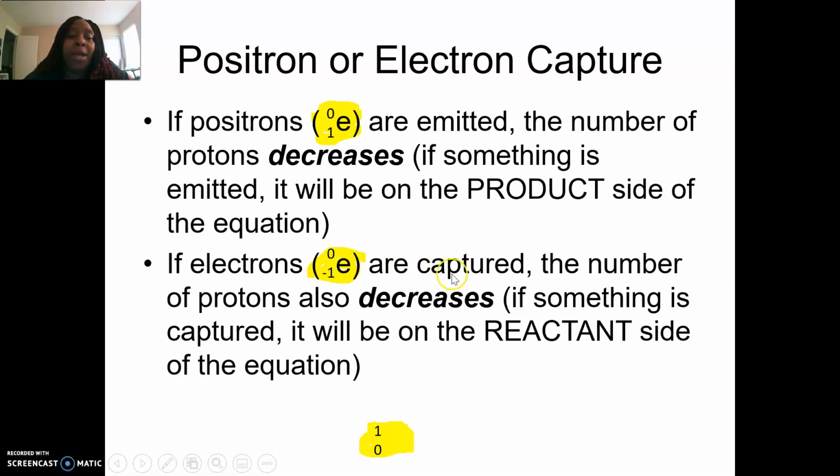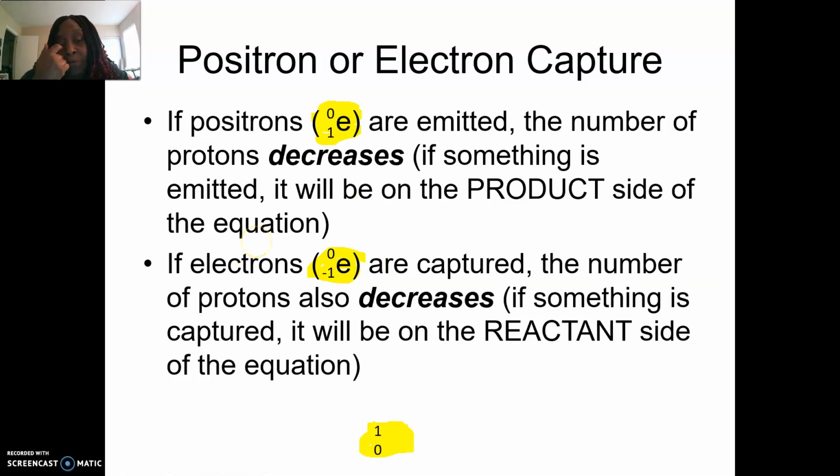Okay, so if an electron gets captured, the number of protons will also decrease. Now, the big difference is, if something is captured, then it will be on the reactant side of the equation. It means that it took it in. It needed it for the reaction to happen. In terms of emitted, the reaction happened and then it was given off at the end of the reaction.